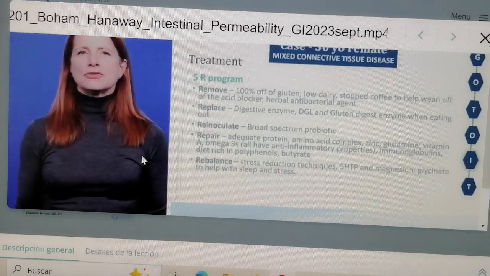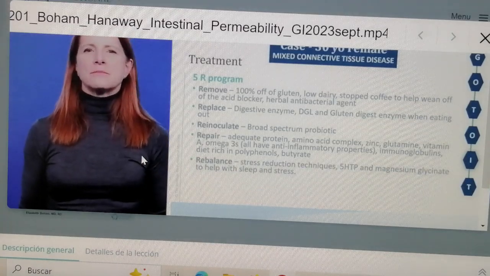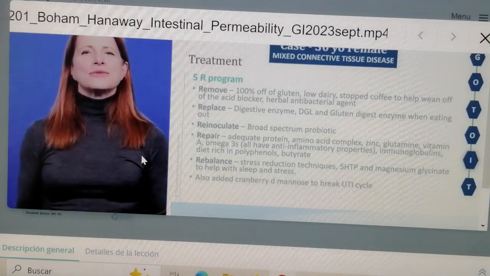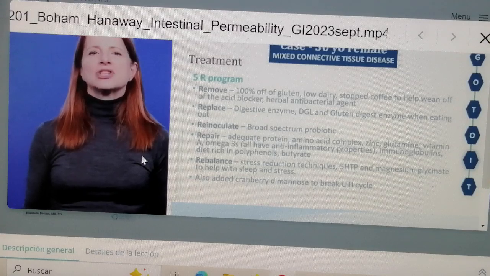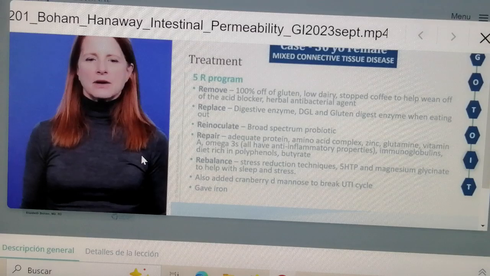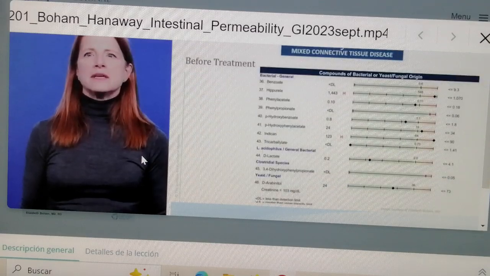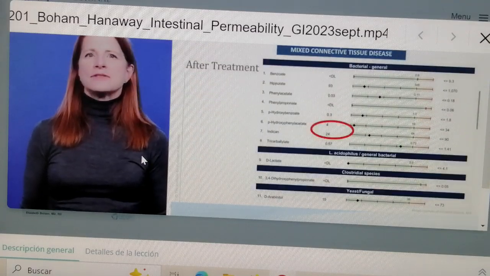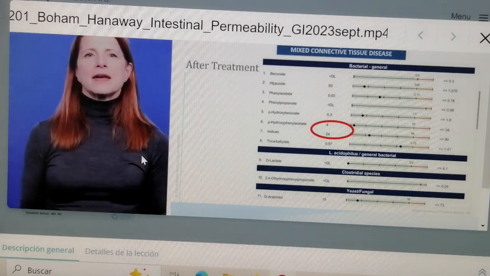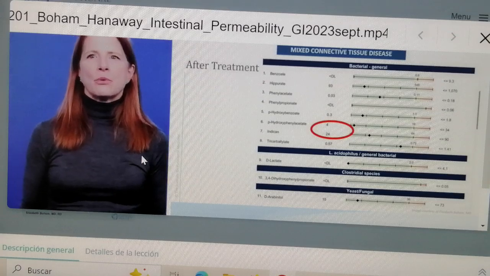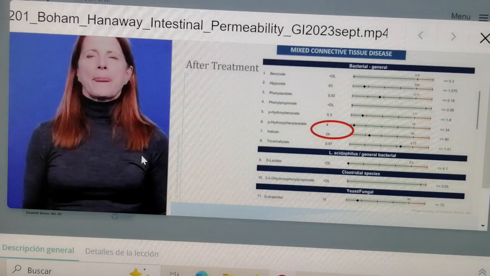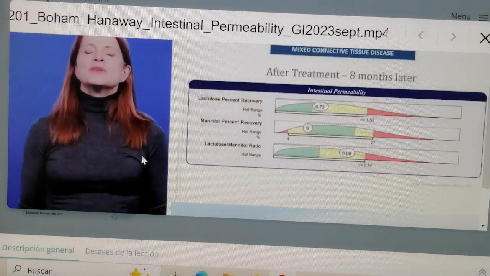We also focused on her stress reduction techniques, and I gave her some magnesium and 5-HTP to help with sleep and stress. And remember I said she was having these chronic urinary tract infections, so I gave her some cranberry D-mannose to help break that cycle. And she was low in iron. And what we see, remember this was before treatment, and then after, there was improvement in her organic acids testing, the urine portion that looked at organic acids for dysbiosis in the gut. And this was 8 months later.